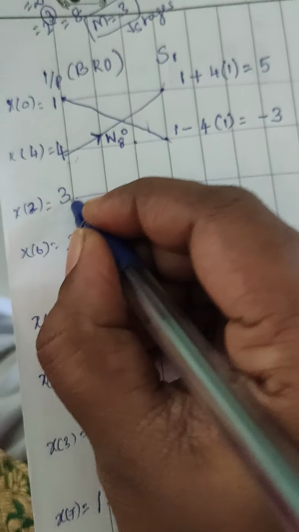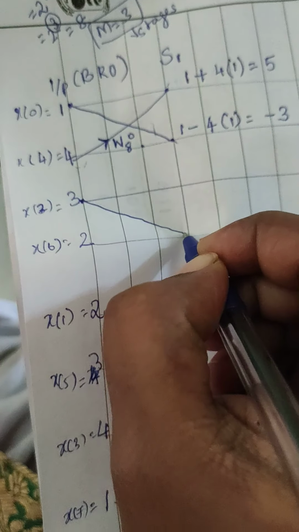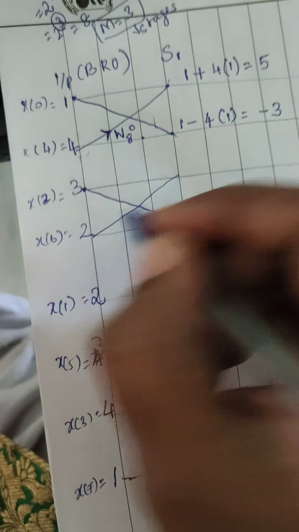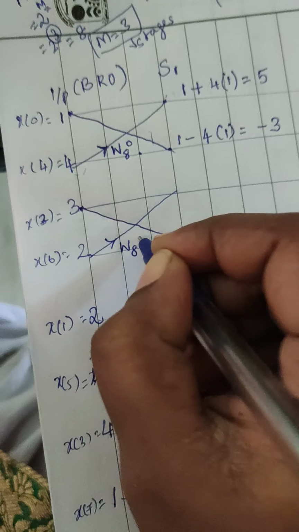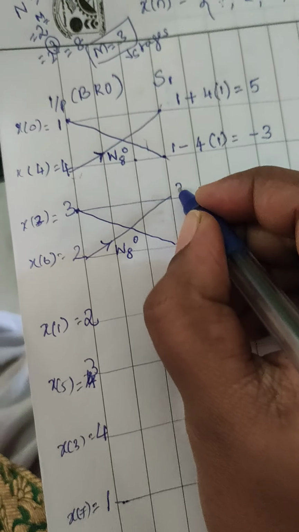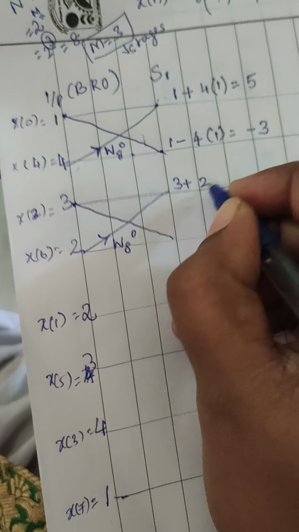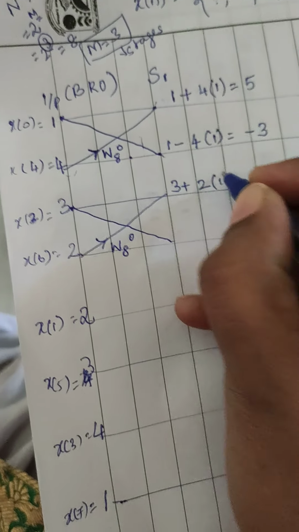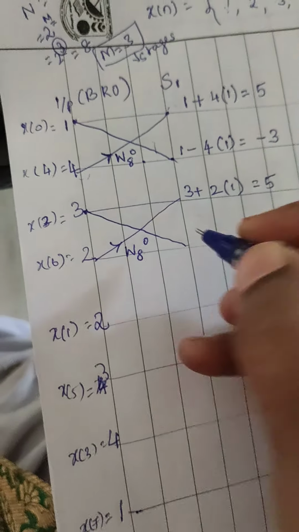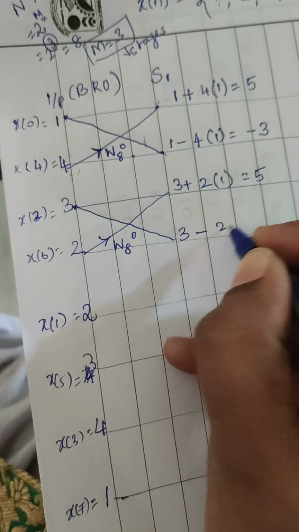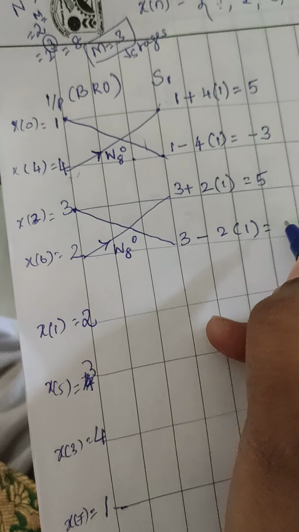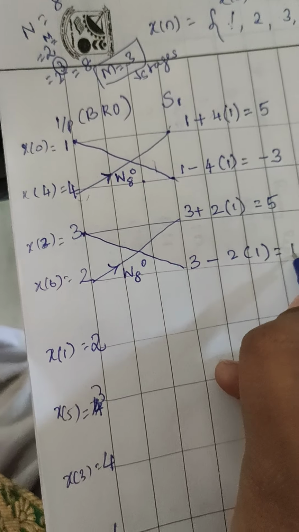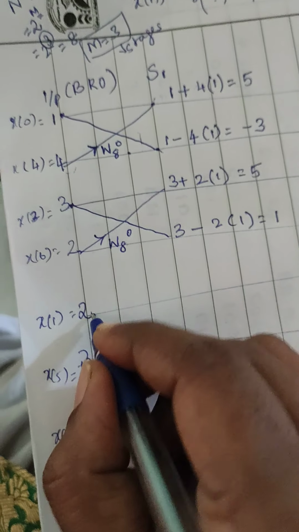Similarly, we have to go for the second one. Here in the first stage we are taking 2 inputs. This is also W 8 power 0. A is 3 plus B is 2 into W 8 power 0, which is 1. So 3 plus 2 is 5. This will be 3 minus 2 into 1, which is equal to 1.